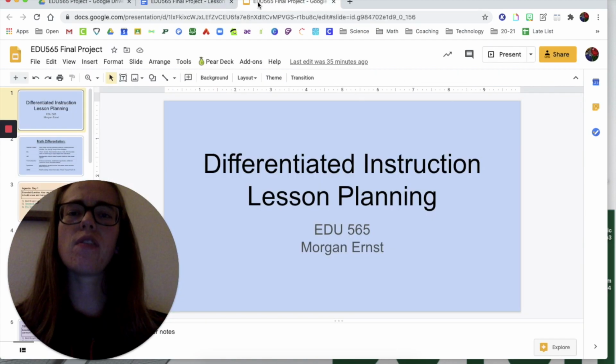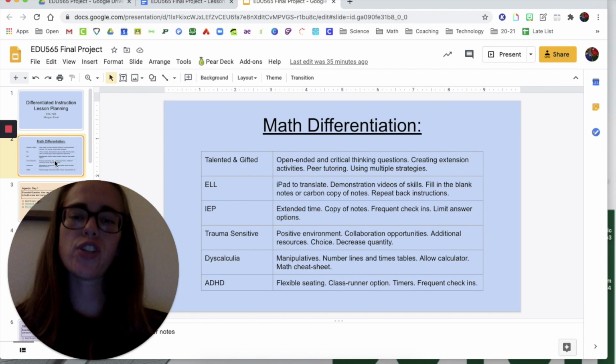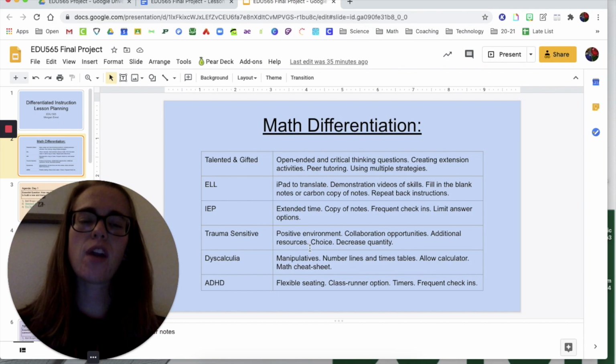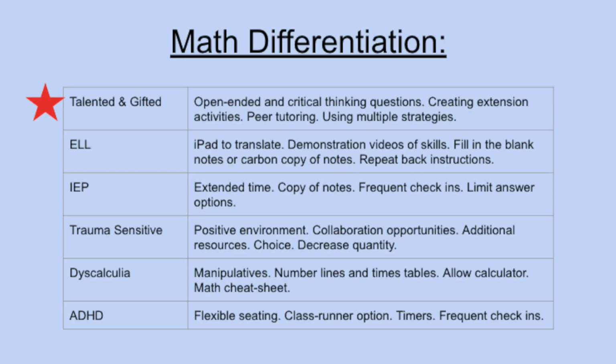So I'm going to give a general overview of what differentiation in math looks like, and then in each lesson I'll give just a couple examples, and if you want to see more detail you can check out those lesson plans. So these are the 6 categories that I'm working on differentiating for within my classroom. The first one being talented and gifted students.